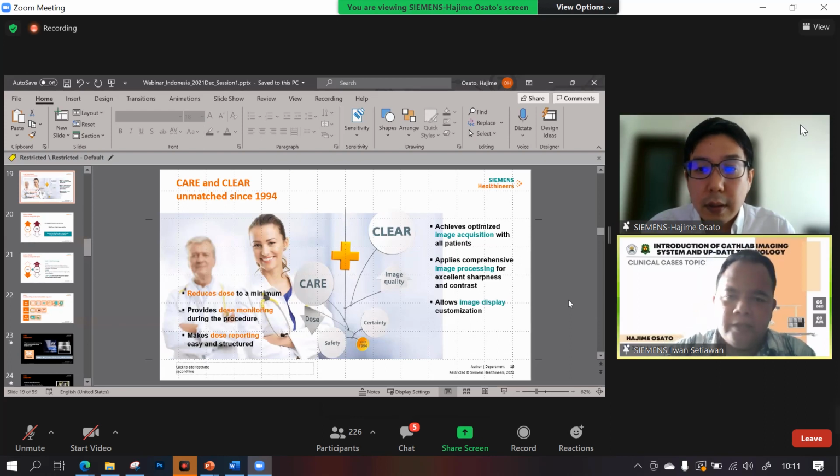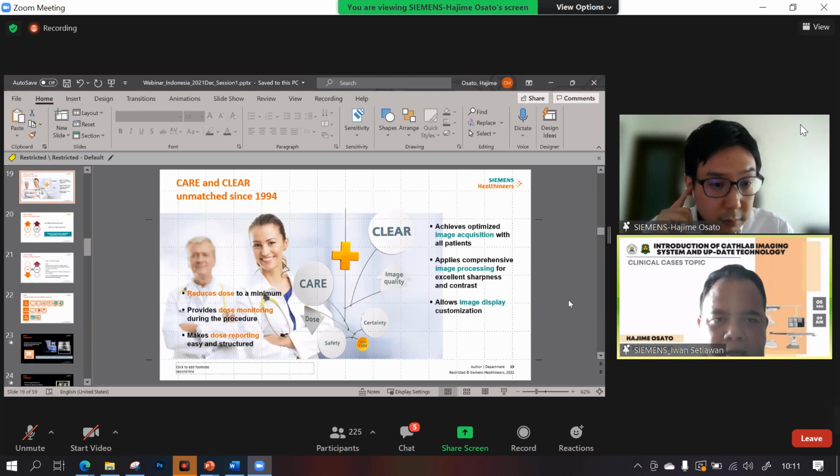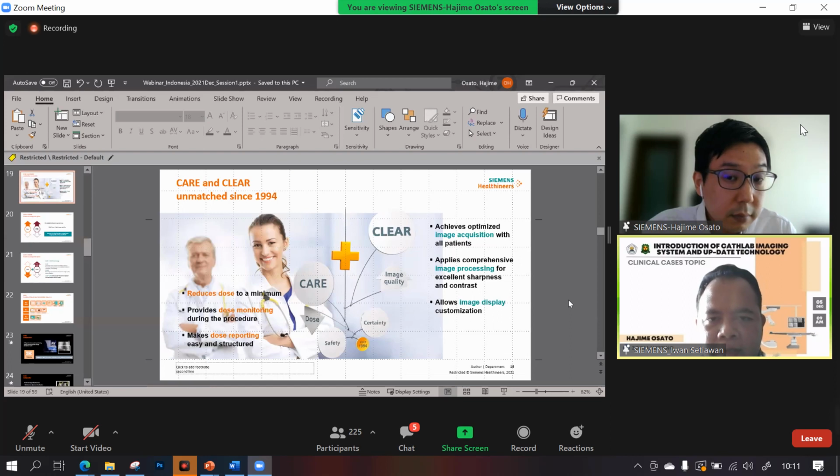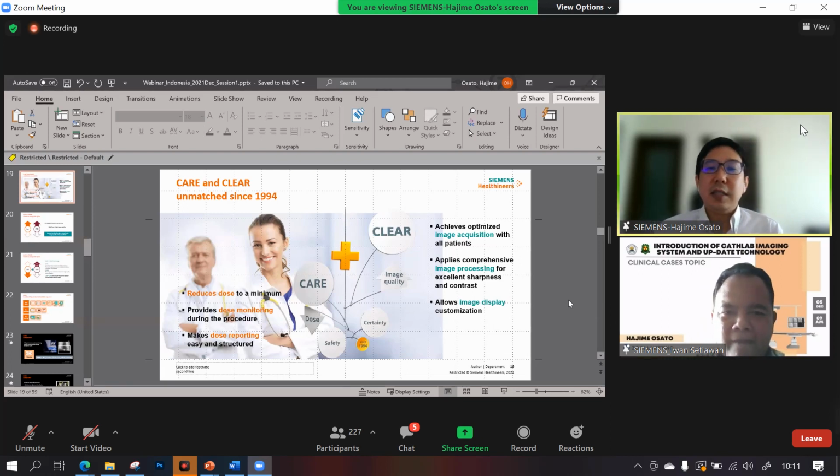Okay, so it means that it is integrated, not an option, for the Artis Zee system. I think the question also mentions whether it is available for other systems. It means that if the system is not a Siemens system, but the user wants to install Care and Clear technology, is it possible? Sorry, it is impossible. Care and Clear only works on our system.